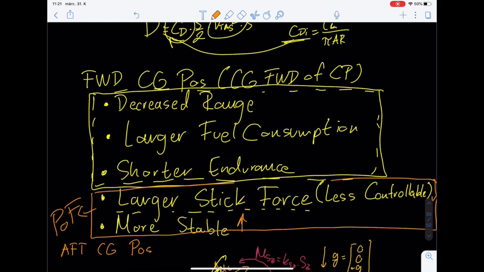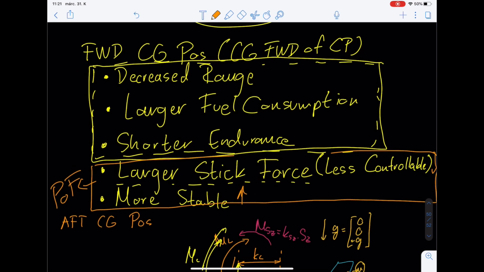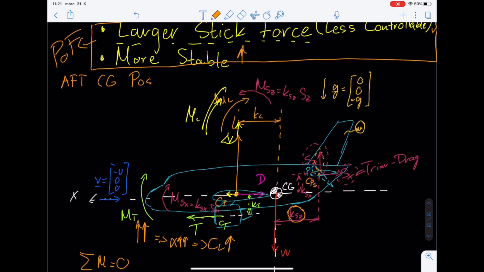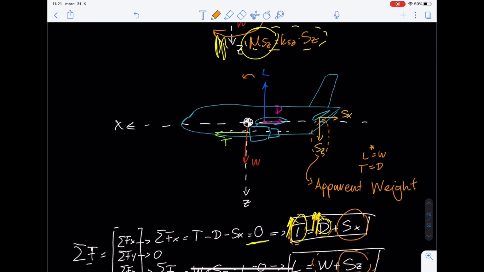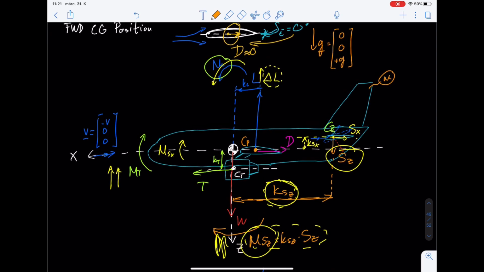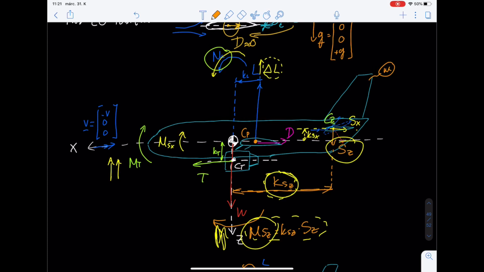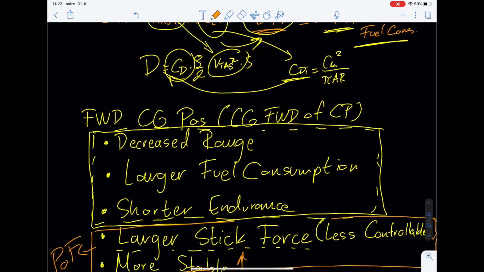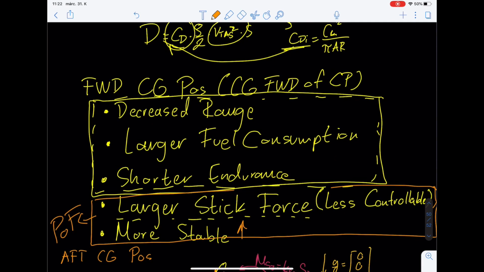However, what's even more important for us from a performance point of view is that if you have a forward center of gravity position, like here, so the center of gravity is forward of the center of pressure, what that's going to mean is that we're going to have an apparent weight. It has the effect of increasing the weight of the aircraft, so the aircraft has to carry more weight. Therefore there's going to be more drag, and so the thrust needs to be increased. So the fuel consumption gets larger. And because the fuel consumption gets larger, this is why you have the decreased range and the shorter endurance, right?